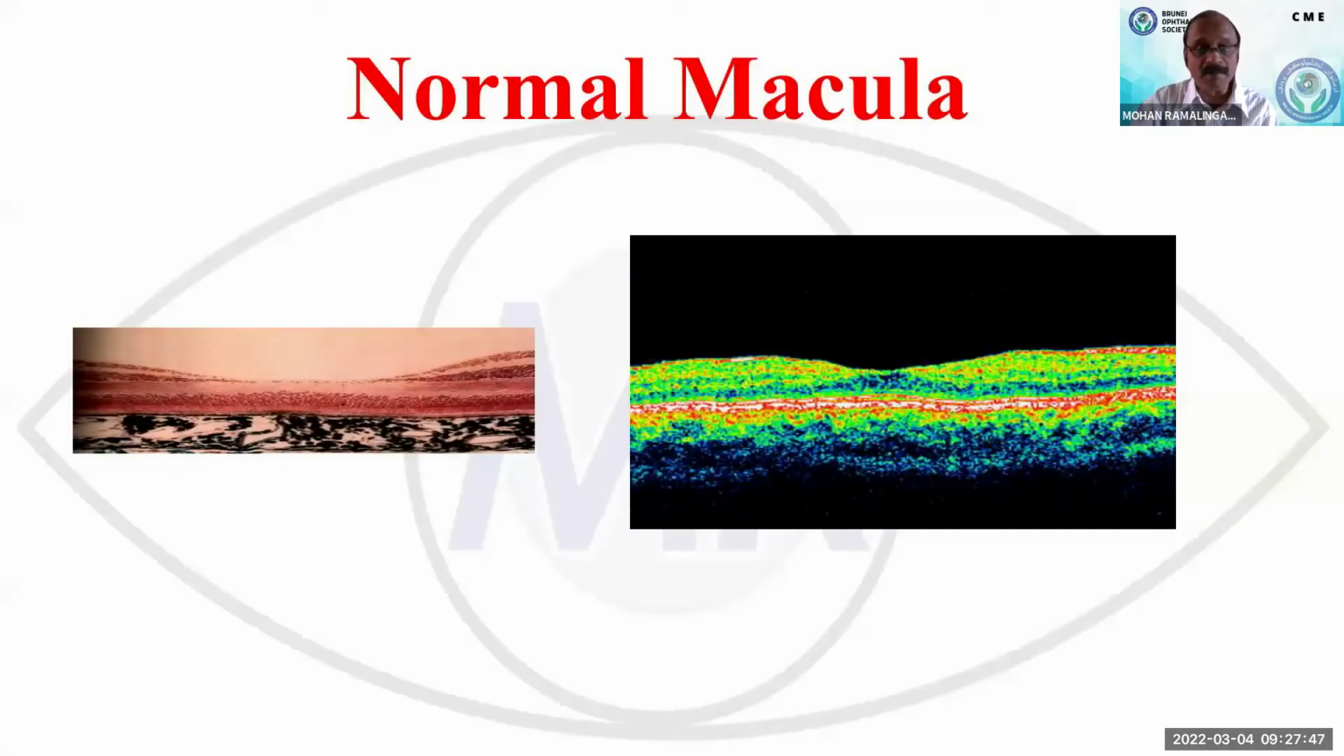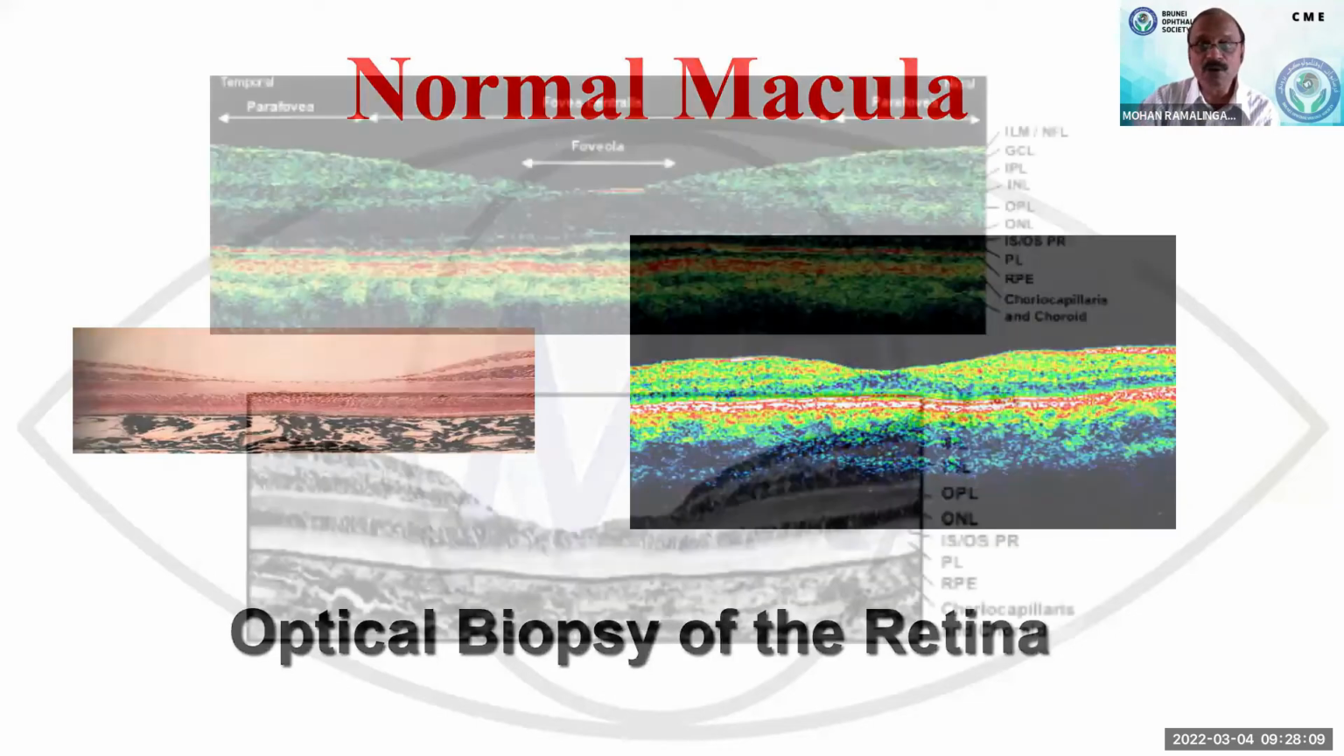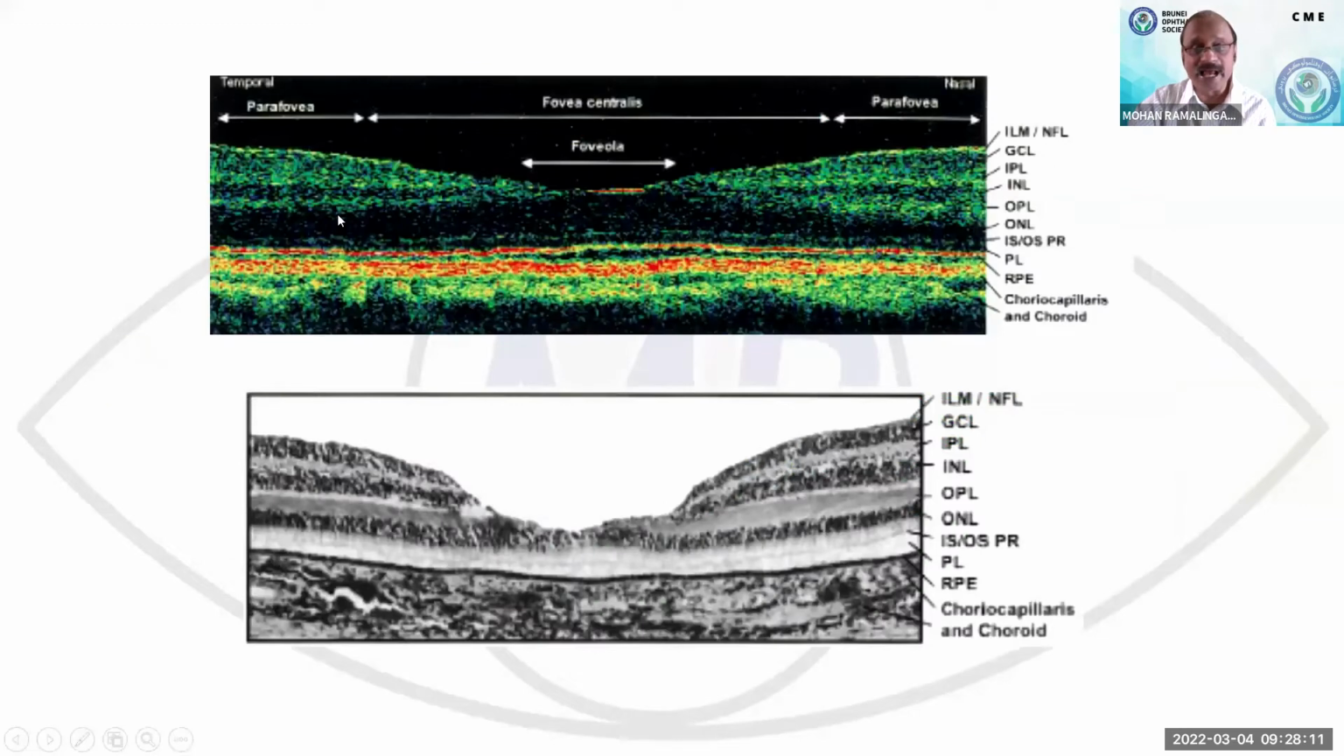This is the normal macula that we would have seen in our textbooks. As I was talking, the 10 layers of the retina. Now I can see all the layers of the retina in front of my eyes without any dissection. So it is an optical biopsy of the various layers of the retina. Now I can dissect all the layers of the retina.